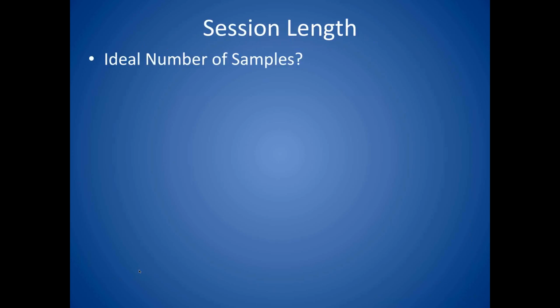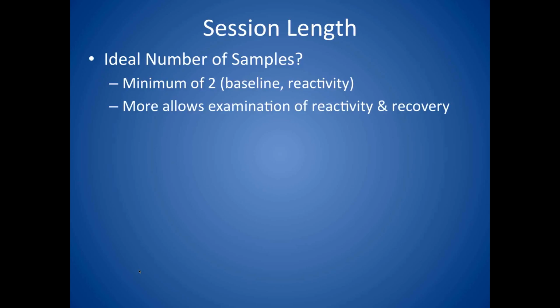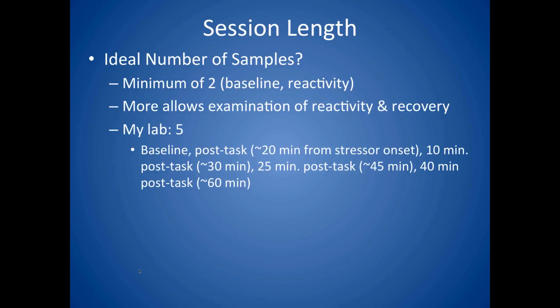So what then would be an ideal number of samples to collect throughout the experimental procedure? So at a minimum, you'd need at least two, right? One to assess a baseline sample, and then another to assess the reactivity. But certainly, collecting more samples would allow for finer-tuned analyses. And in my lab, we take 5 samples during the experimental procedures, a baseline sample, and then 4 post-test samples that are designed to capture peak reactivity as well as recovery processes.